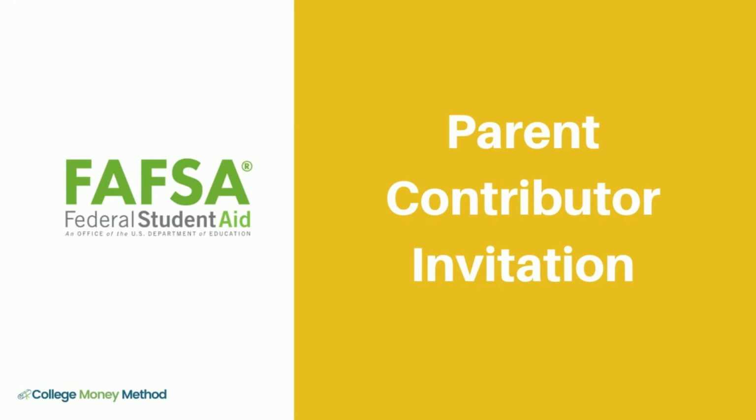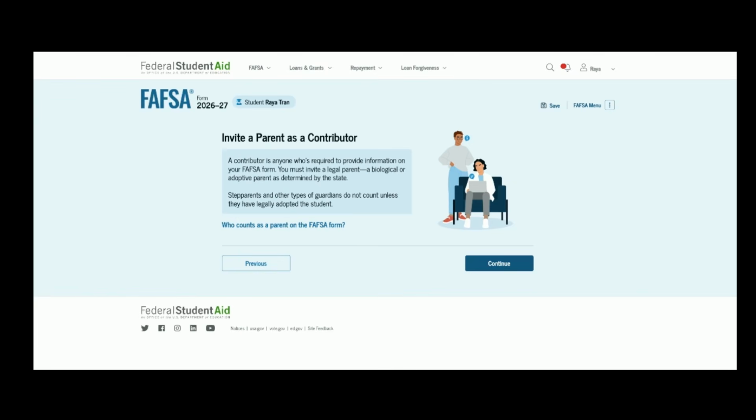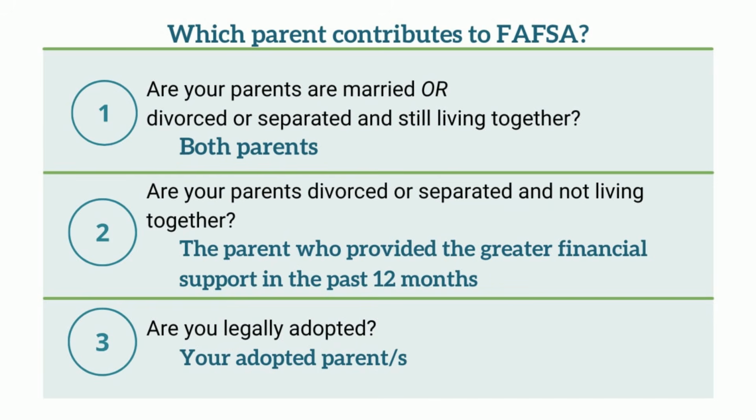Now, finally, before the student exits the form, they're asked to invite their parent contributor. And in order to understand which parent they should invite, it really will depend on the marital status of the biological or adoptive parent of a student. If a student's parents are married, then they're going to invite one of those married parents to the form. Later on, we'll see that depending on the tax filing status of married parents in 2024, maybe only one parent has to contribute to the FAFSA, or that parent who's been invited might have to invite an additional parent to the FAFSA.